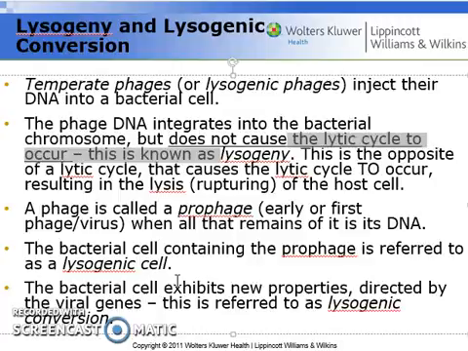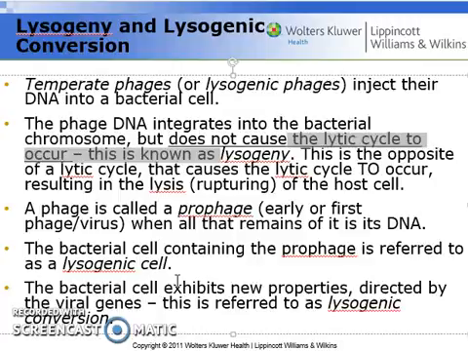A phage is known as a prophage when it's early, when all that remains of it is its DNA. So a phage typically has these proteins that surround the DNA inside of it. But once those proteins and that outer capsule are lost, then you simply have a prophage, which is just the DNA of the virus that's going to integrate into the bacterial cell.